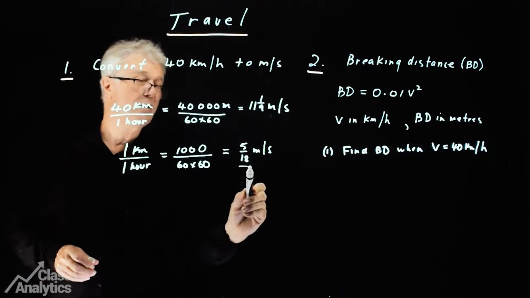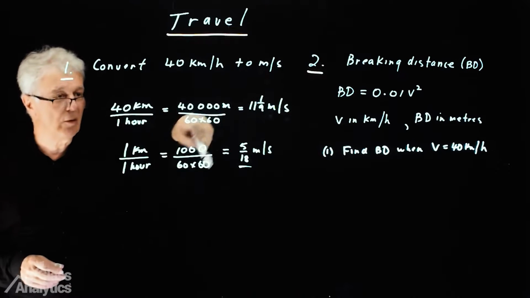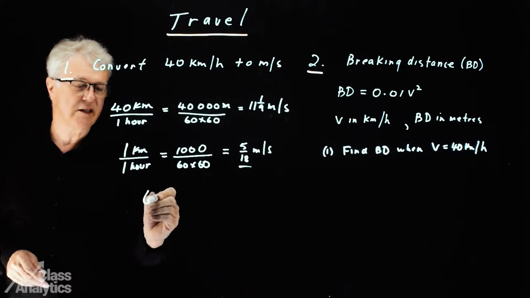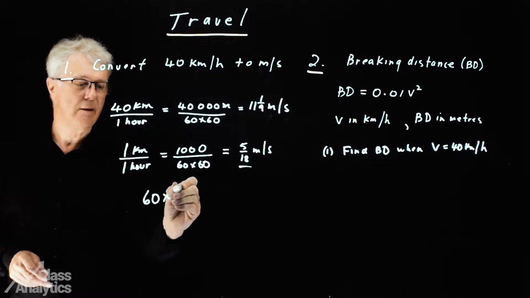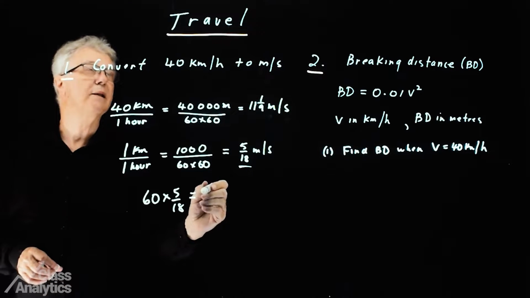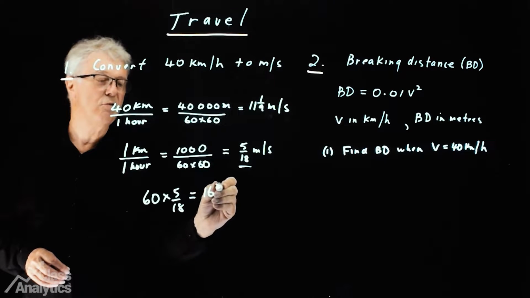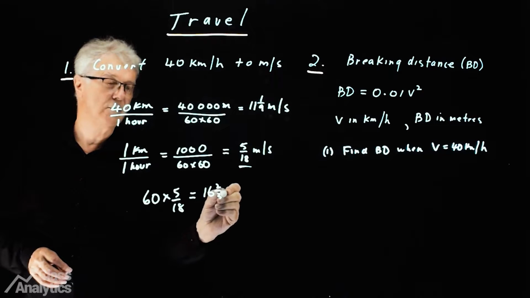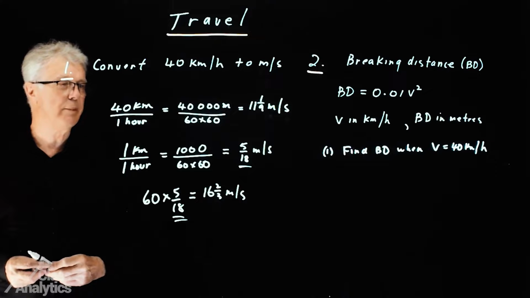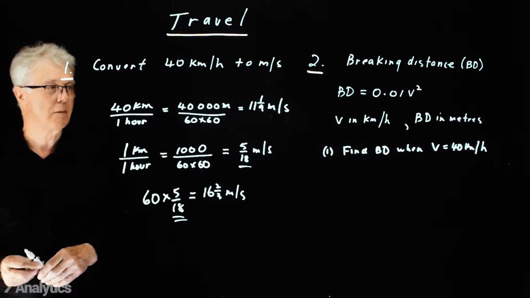That number there is quite useful, because rather than going through all this stuff every time, say for example we want to do 60 kilometres per hour, we go 60 times 5/18, and that will give me, I think it's 16 2/3 metres per second. So it's quite a useful little fraction to pop in when you want to do that conversion.